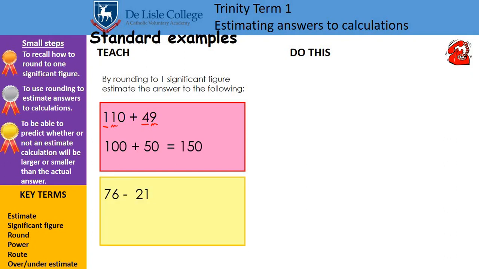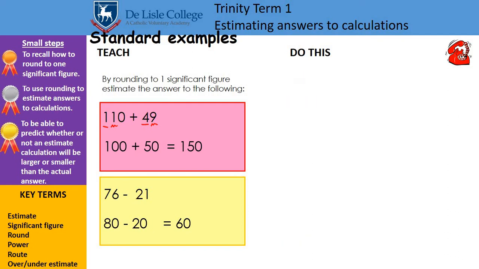Okay, next one. We're doing subtraction here, 76 subtract 21, where you could round 76 to one significant figure, which is 80, and 21 rounded to one significant figure is 20, and 80 take away 20 equals 60.